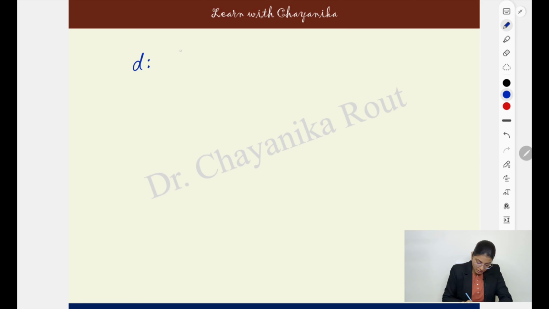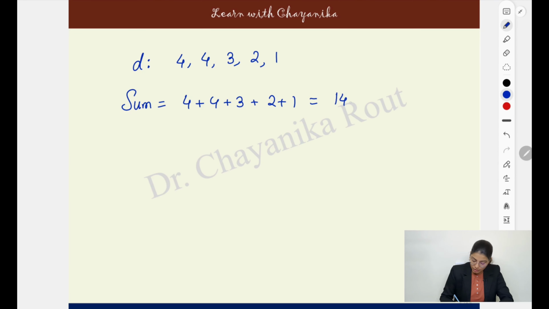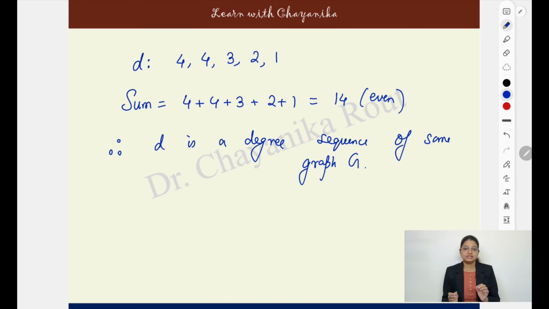For example, I have just written a random sequence of non-negative integers, just keeping in mind that the sum of all these terms is an even quantity. Now it is 14 here. So the moment I see that the sum of all these non-negative integers present in the sequence is an even quantity, I can conclude that D is a degree sequence. That is, a graph is possible to be drawn with this sequence as its degree sequence.